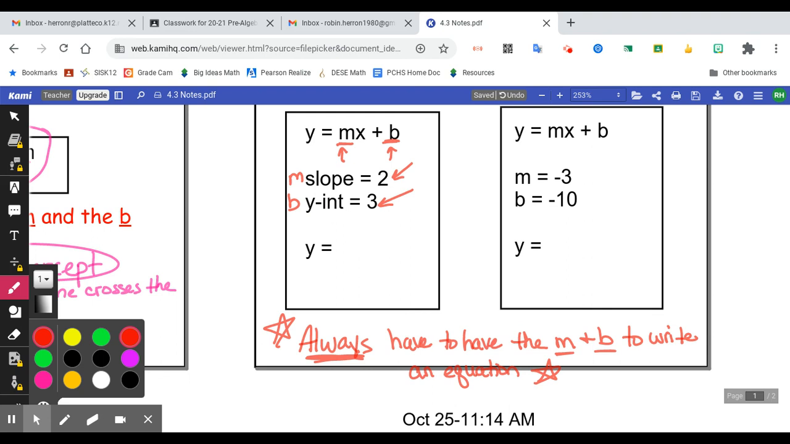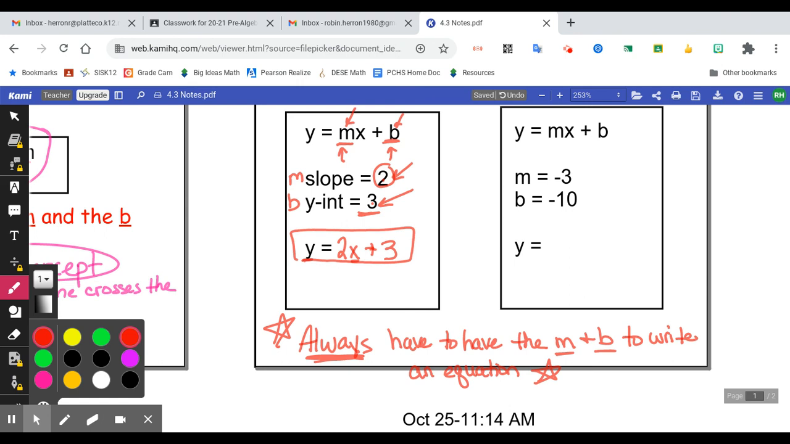Okay, so y equals m. Well, my m is 2, so I'm going to have a 2. x stays the same. It always will. Plus, because this is a positive down here, and my b is 3, so plus 3. I simply put these two numbers into their spots in the equation. Everything else stays the same. I didn't change the y, I didn't change the x. You're just plugging in for m and b. And there's your slope-intercept equation.